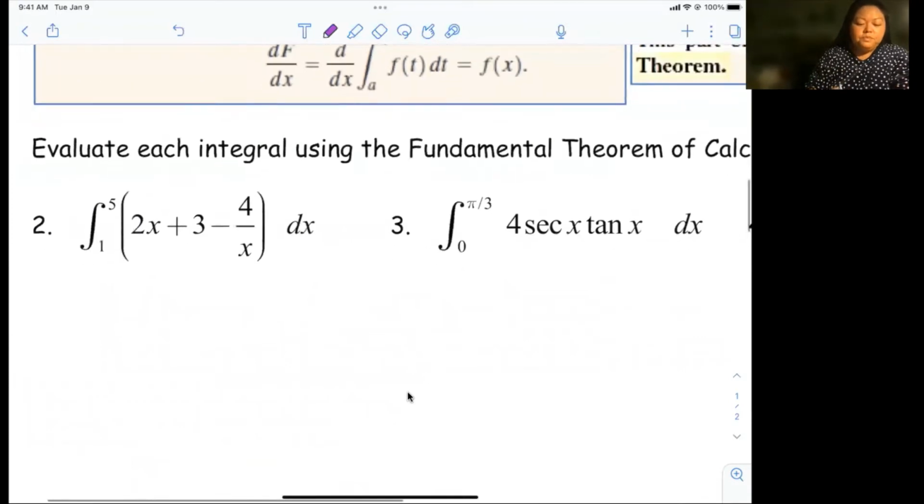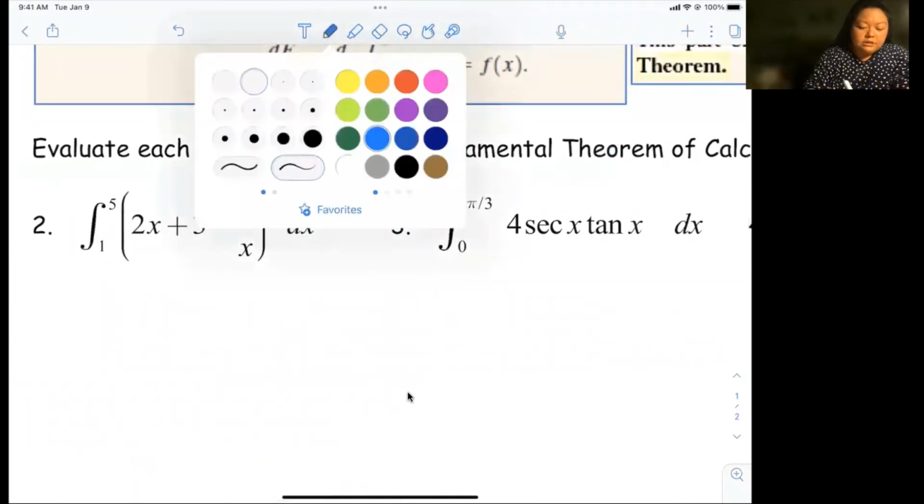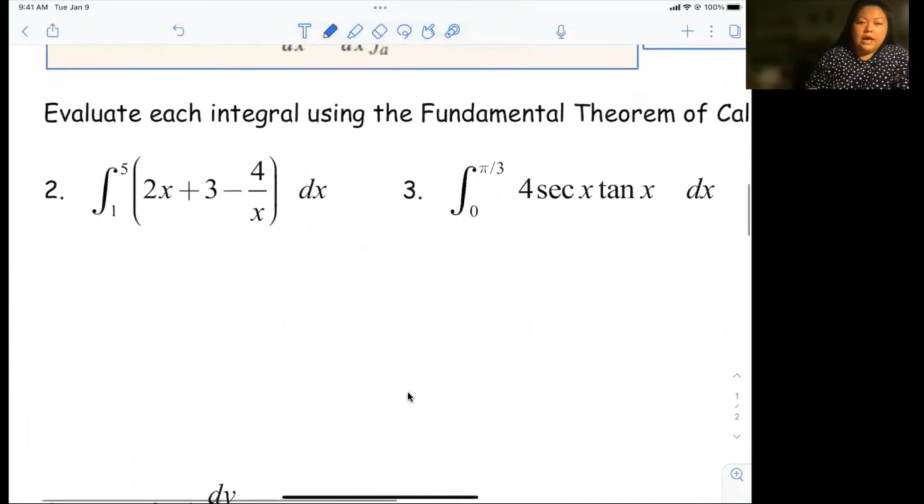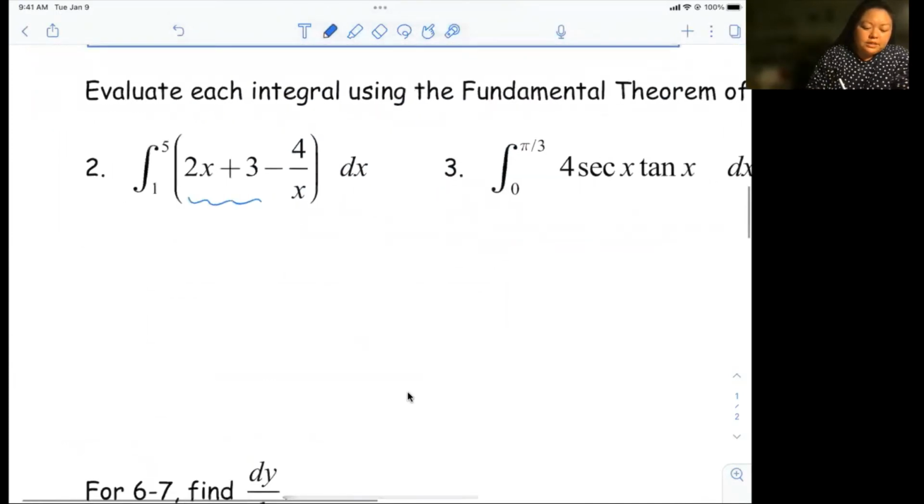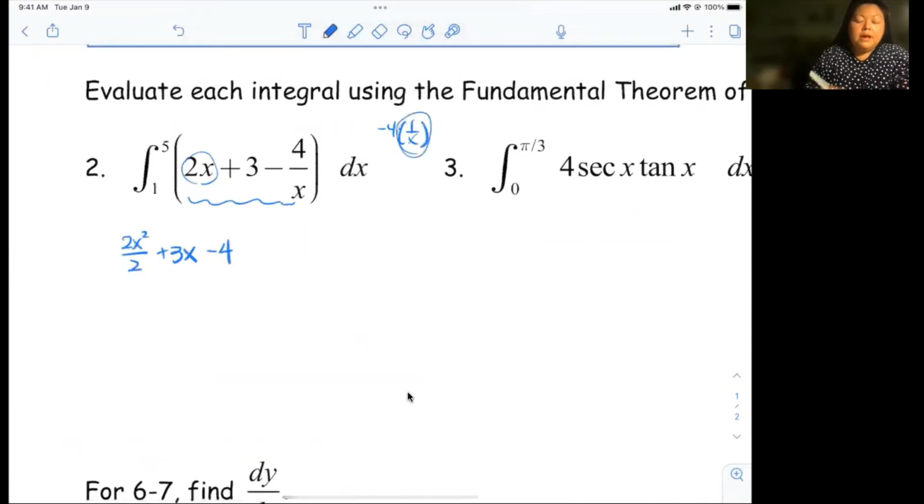Well, you will start off the exact same way as before. We're going to take the antiderivative, okay? So taking the antiderivative of this, let's see what we will get. I get 2x, that's 2x squared over 2, plus 3x. Now, that minus 4 is a coefficient. That's really negative 4 times 1 over x. Now, keep in mind, what is 1 over x?